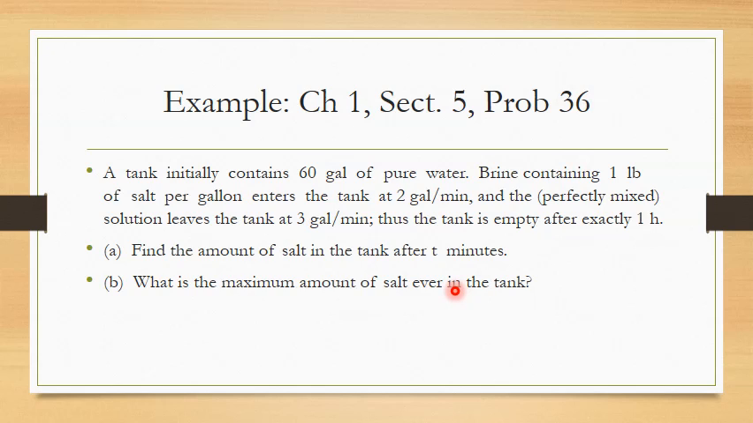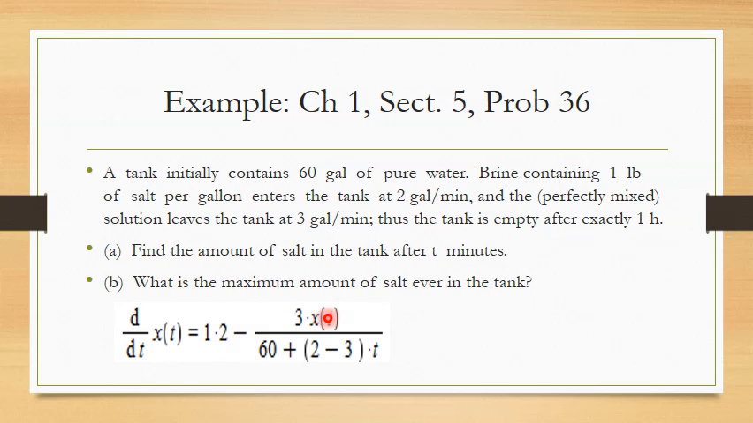Alright, how do we find this information? Well, I'll set you up so that you can find it, and I'll let you find it for yourself. So how do we do this? We've got to set up a differential equation. So this is the derivative. X is the amount of salt, so this is the rate of change of salt in the tank per unit time.